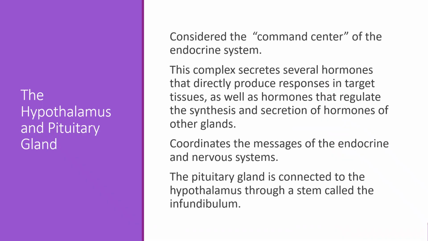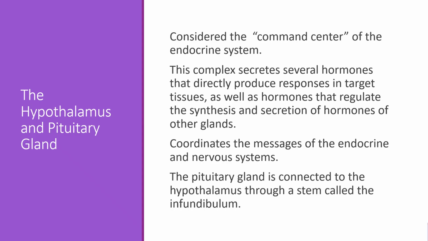So we'll start all the way at the top. We're going to start with the hypothalamus and the pituitary gland. So this is considered the command center of the endocrine system. So this complex, the hypothalamus and the pituitary gland, are going to secrete several hormones that directly produce responses at target tissues, but they're also going to secrete hormones that are going to regulate the synthesis and secretion of other hormones at other glands.